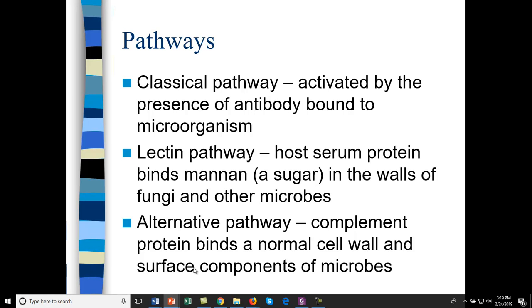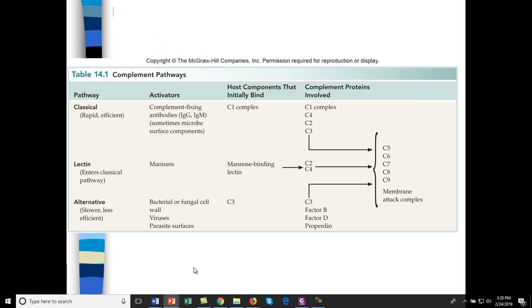So you should know the three things that initiate complement. You should know the classical pathway is activated when you have an antibody bound to a microorganism. The lectin pathway is when a serum protein binds mannan, and the alternative pathway is when a complement protein binds the normal cell wall and the cell surface component of a microbe. Make sure you know those three by definition.